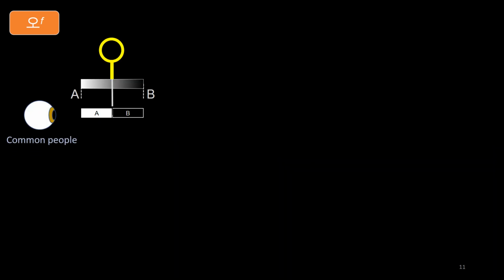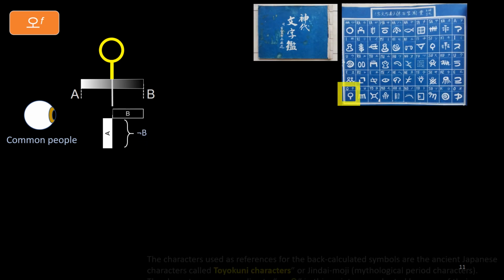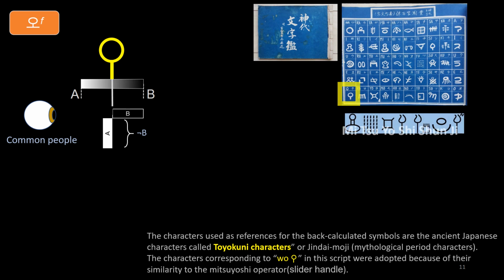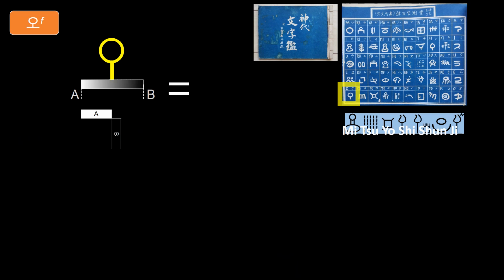I used wo in ancient Japanese Toyokuni characters as a reference, and it resembled the handle of an operator, so I adopted it. The characters used as references for the back calculated symbols are the ancient Japanese characters called Toyokuni characters or jindamoji, mythological period characters. The characters corresponding to wo in this script were adopted because of their similarity to the Mitsuyoshi operator, slider handle. Then we can be aware of the orthogonal axis, as the thing that is not x, not x.